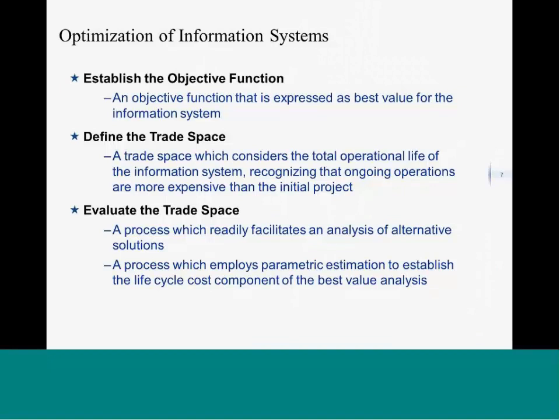Second, we define the trade space from which various information system alternatives can be identified. Now, in defining our trade space, we need to make sure that we consider the total operational life of the information system and recognize that ongoing operations are going to be more expensive than our initial project. And third, we then go on to evaluate the trade space. This evaluation will readily facilitate an analysis of alternative solutions, and it does so by employing parametric estimation to establish the lifecycle component of that best value analysis.